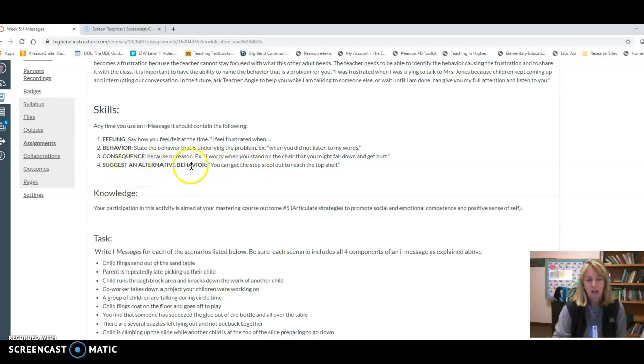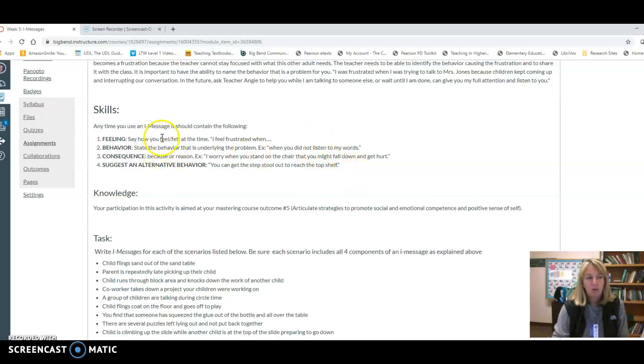Then we would suggest an alternative behavior. So this would be what we would prefer the child do. Like, it would be so much nicer if you would wait until I got off the phone and then I promise to help you next. So if you put all that together, your I statement is going to say, I feel frustrated when you interrupt me when I'm on the phone because then I can't hear the person who's called me. It would be so much better if you would wait until I get off the phone and then I promise you can be the next person I speak to.